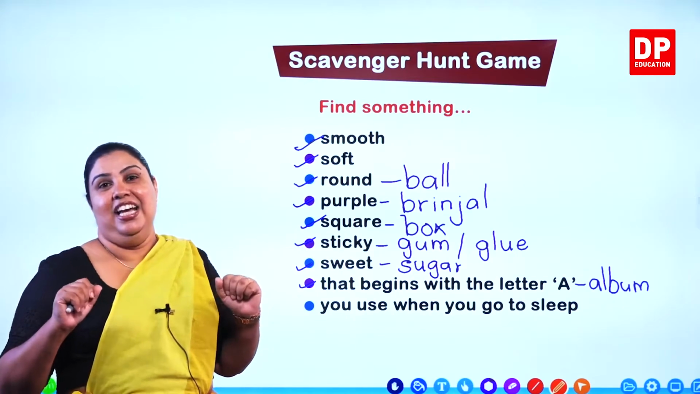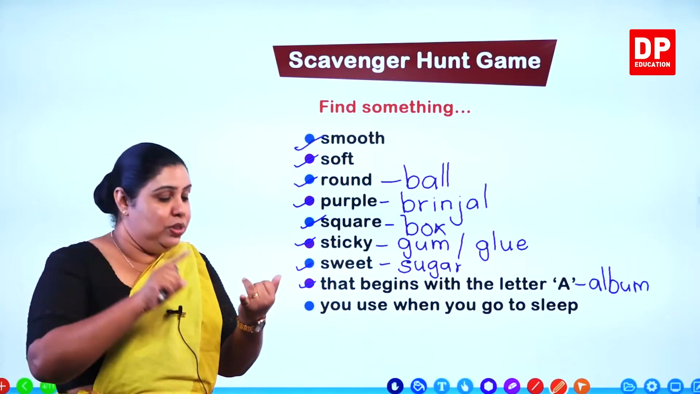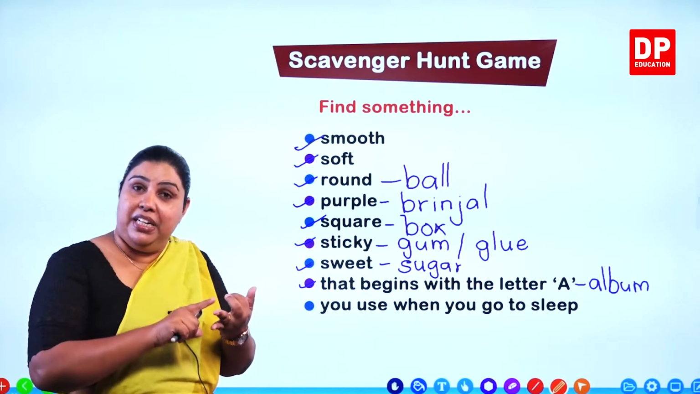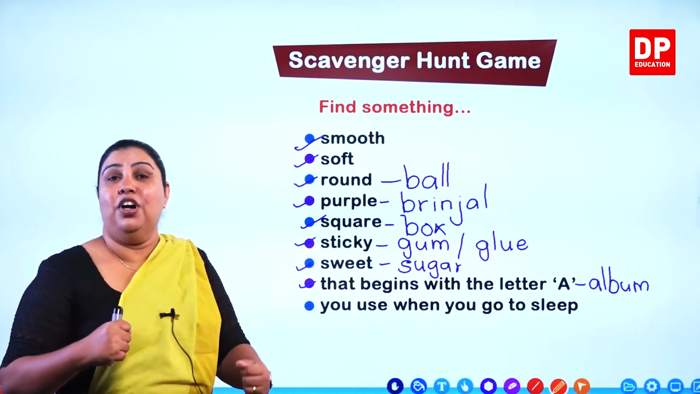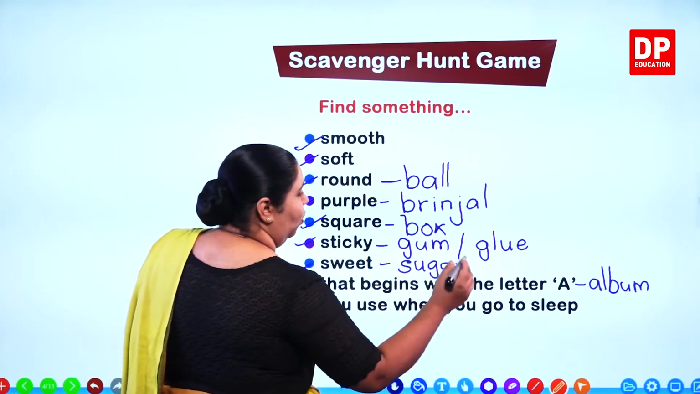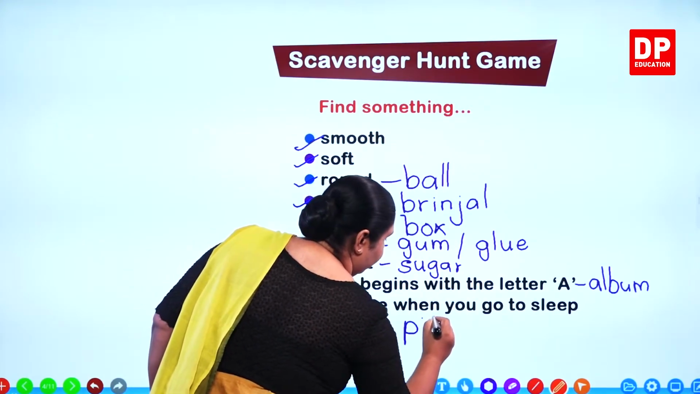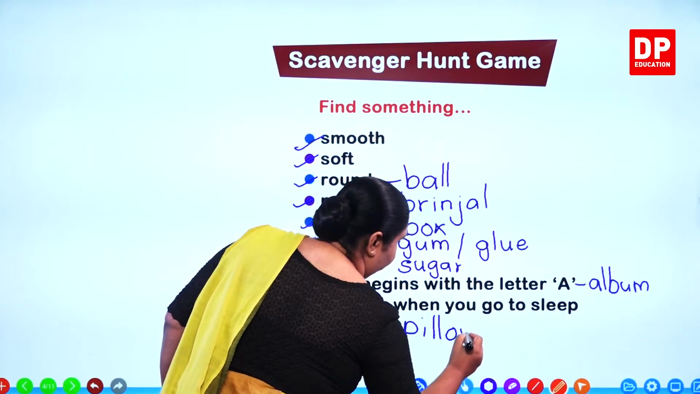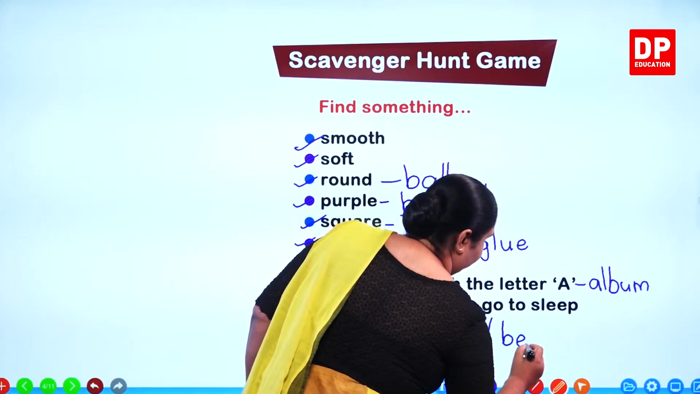Sheet is not what we call it. So when we sleep, what are the things that we use? We use the pillow, we use a bed sheet. Right? So we can take one of those things. Something that you use when you go to sleep. You can write pillow, P-I-L-L-O-W. Or you can say bed sheet.